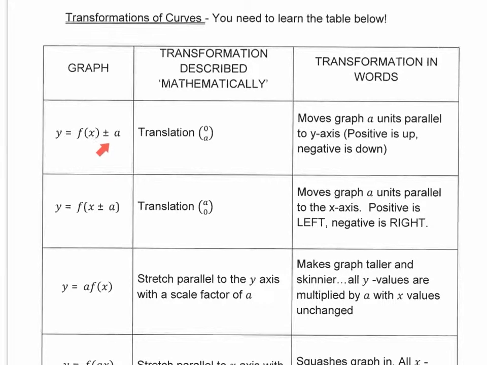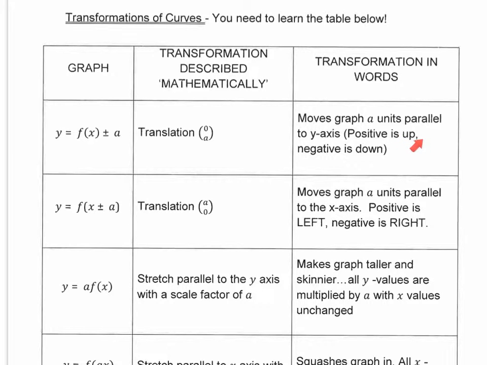So if we start with a curve y equals f of x, so that just means that y is some function of x. It could be a quadratic, cubic, doesn't matter basically. And we can then transform that in different ways, and the table details each of those. So the first one, y equals f of x plus or minus a. So if you have your original function and you add or subtract something away from that function, what it means is it's a translation parallel to the y-axis.